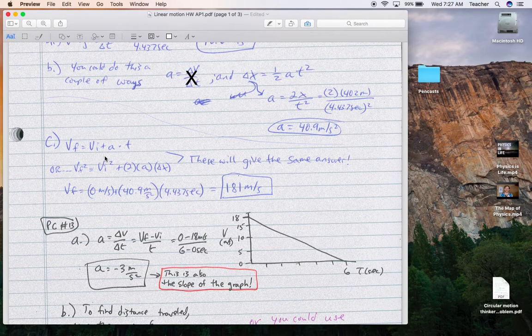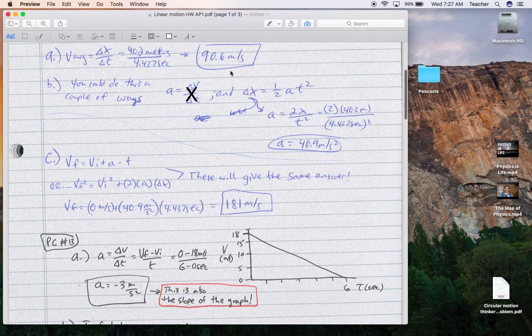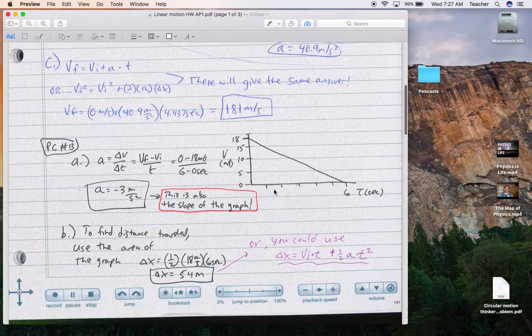Now we can find the final velocity pretty easily. You could use either of these mathematical formulas to do that. They give the same answer. I use the top one. Final velocity is equal to 0 because it wasn't moving at the beginning, plus the acceleration times time. So for every 1 second, we're increasing our velocity by 40.9 meters per second. So that's an acceleration of 40.9 meters per second squared times the time gives us our final velocity. Notice it's about twice what the average was. That should make sense.